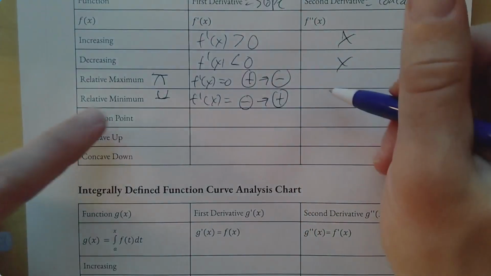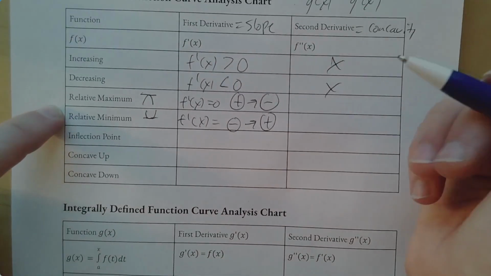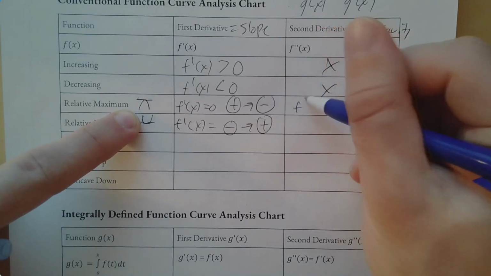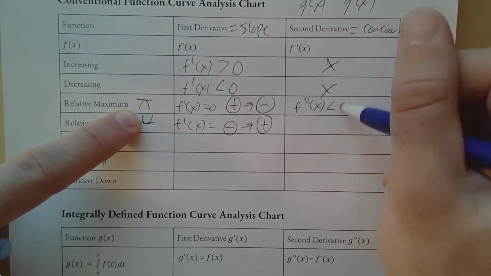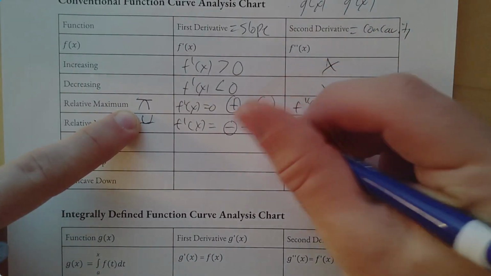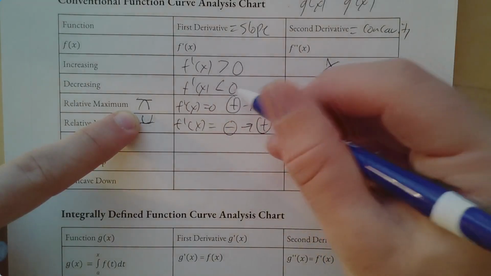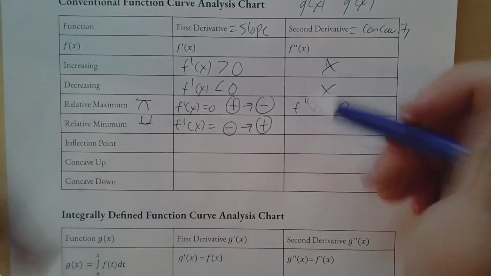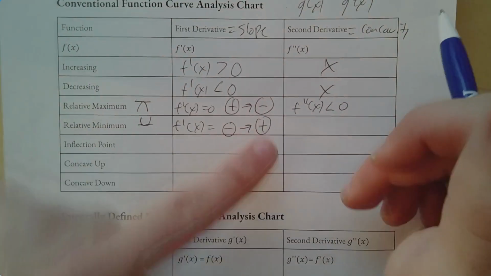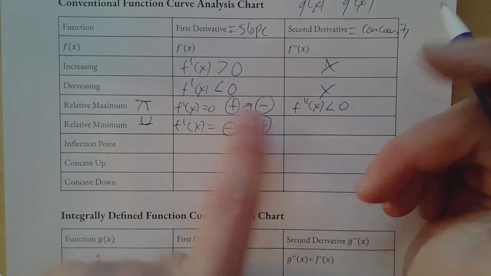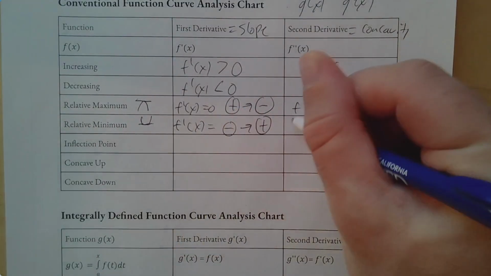What is true about this? This is what's called the second derivative test. If you have a relative maximum, it must be concave down. The second derivative must be less than 0, because if your first derivative is going from positive to negative, then the first derivative is decreasing, and the second derivative measures the slope of the first derivative, therefore it must be less than 0. Hopefully that made sense.